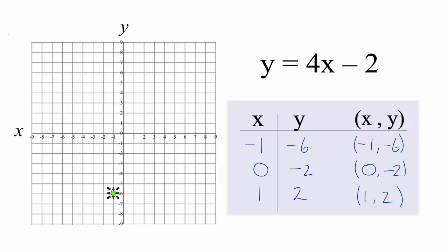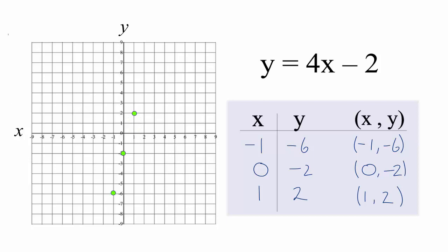So that's our first point. We then have x is 0 and y is minus 2. So x is 0 here, y is minus 2 is right there. And then the final point, x is 1, y is 2. And you can see our line there.